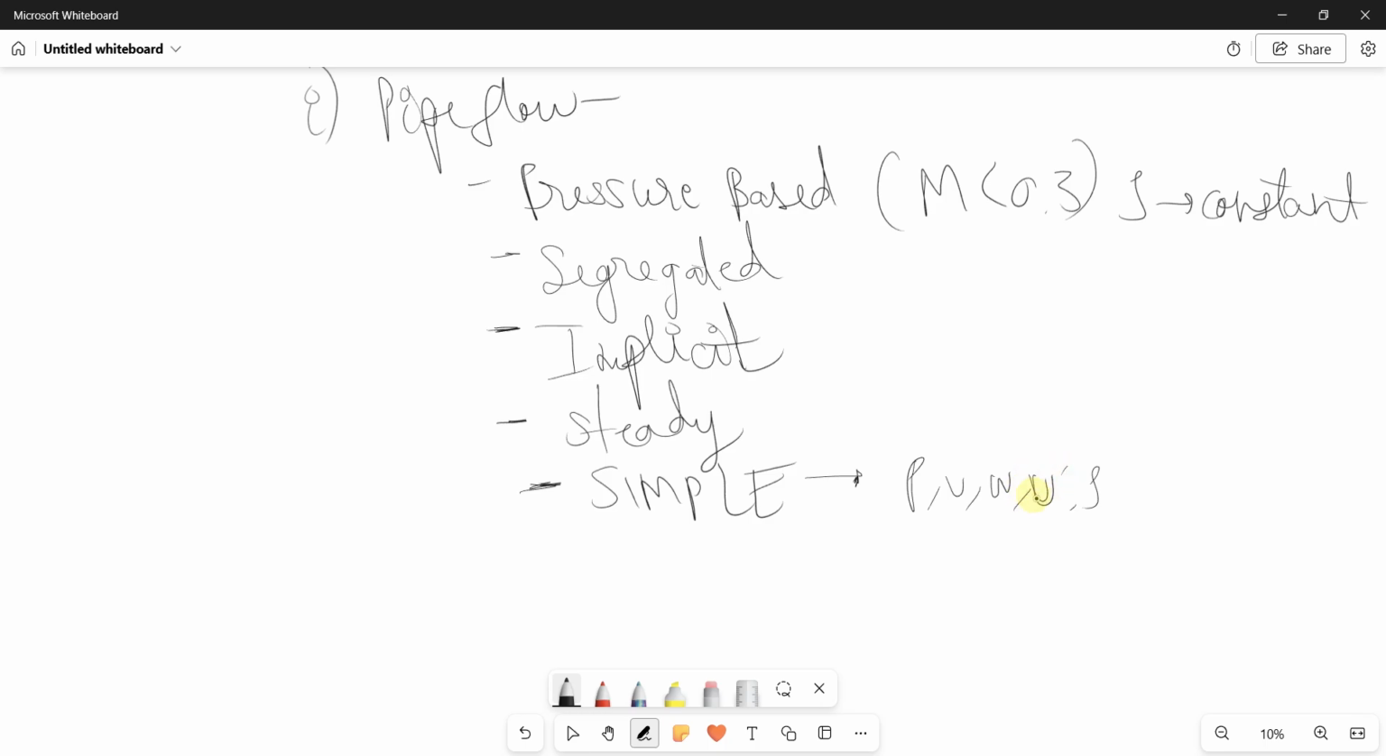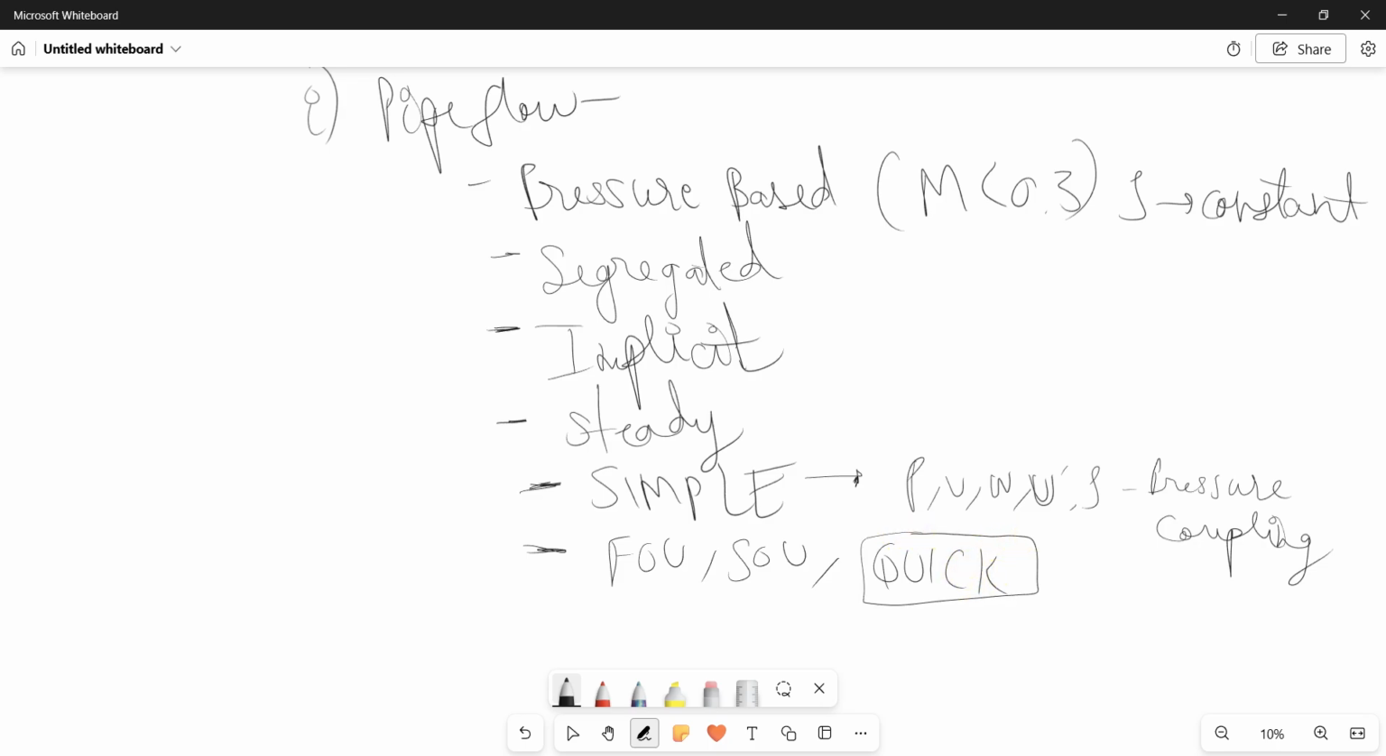Sorry, U, P, V, W, U and rho through pressure coupling, right? And now for calculating face values, you can use any scheme, either FOU or SOU, and you can use QUICK, but this is mostly for transient flow, so we'll avoid this for pipe flow. You can just use FOU or SOU, right? Or you can use just a TVD, total variation diminishing.